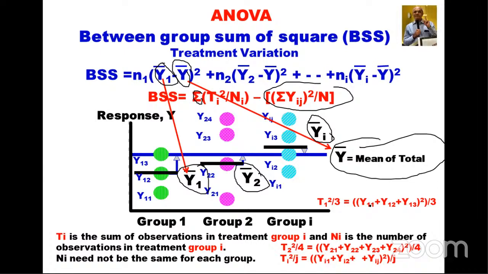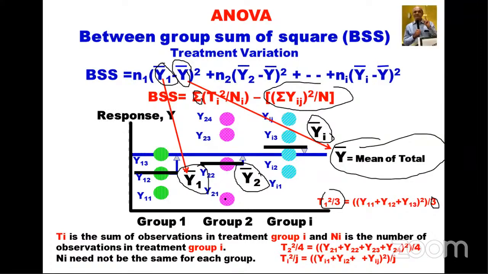And T1 square means sum of total of all observations, whole square. T means total of the first group observations, whole square, divided by the number of observations. So this is T1 square by 3. Similarly, here I have taken 4.